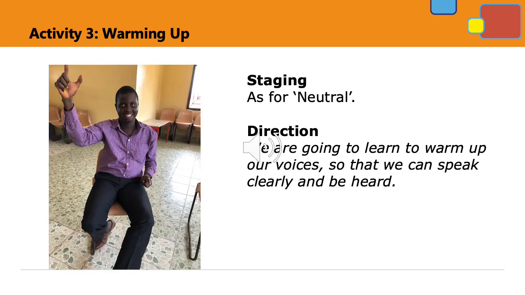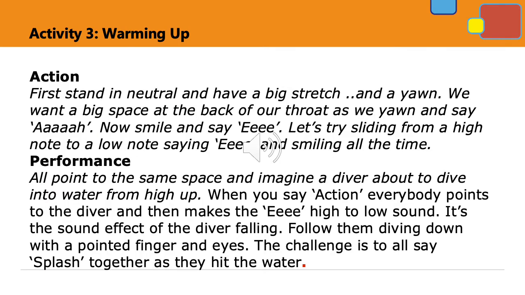Activity 3. Warming up. Staging. Just the same as for neutral and freeze. Direction. We are going to learn to warm up our voices so that we can speak clearly and be heard. Action. First, standing neutral and have a big stretch. Stretch your arms and a yawn. Ah. We want a big space at the back of our throat as we yawn and say, ah.